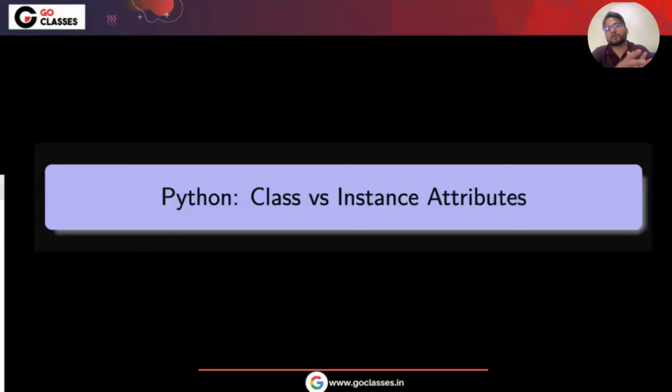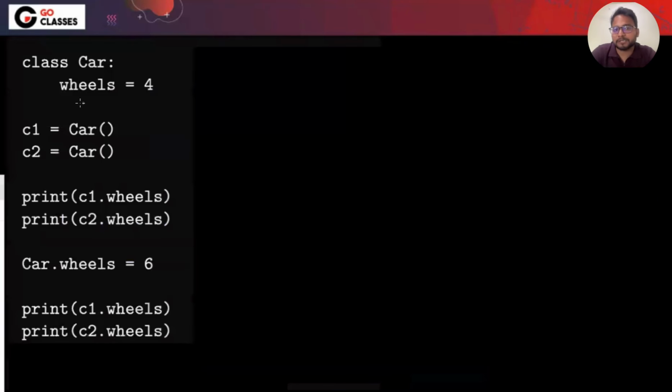Anyway, so basically the topic is class versus instance attribute. So here you have, let's suppose, this attribute. Now I have two objects here. Can you tell me what it will be printing? c1.wheels and c2.wheels. What will it be printing? Both will be 4. If I have this 6, then after that, both will be 6.